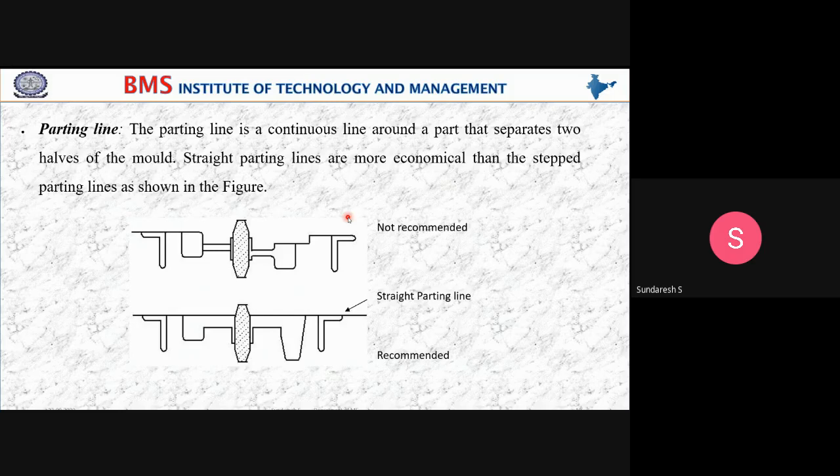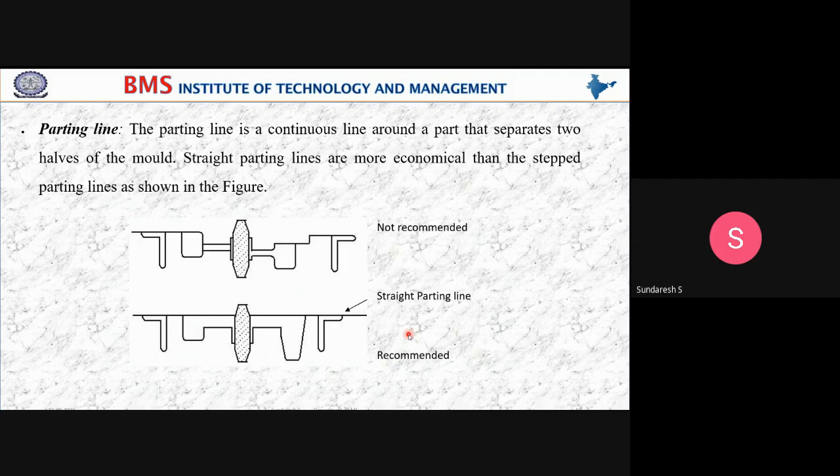Generally, these parting lines should be very straight. Stepped parting lines are never preferred. Please keep it in your mind. In this sketch you can see the parting line is in the form of a stepped one, which is not recommended. When you look at this one, the parting line is totally straight. This is the one which is always recommended. So, being a design engineer, please design the component for casting with a parting line that is always straight. This is the second important thing.